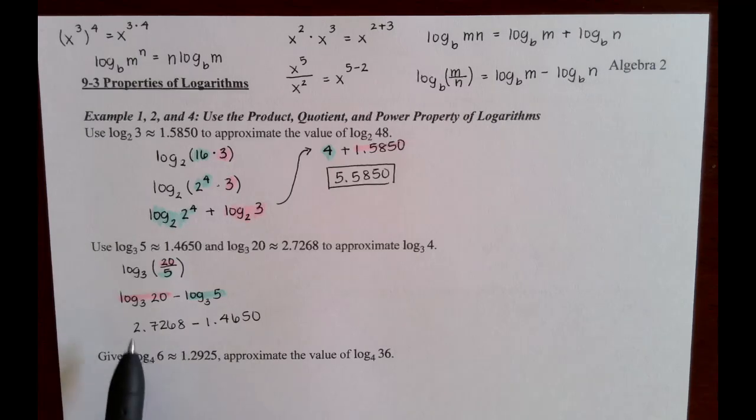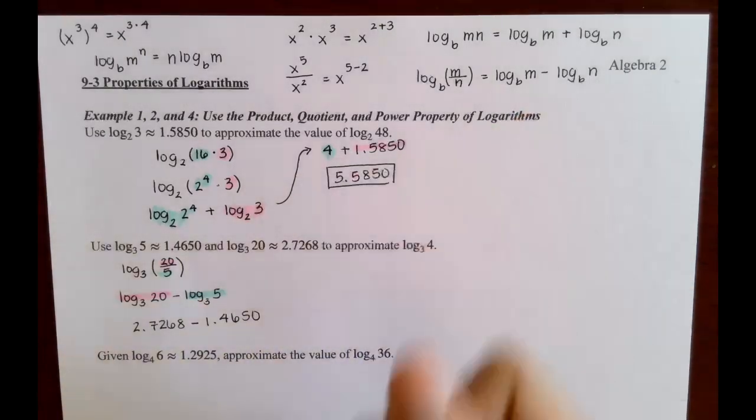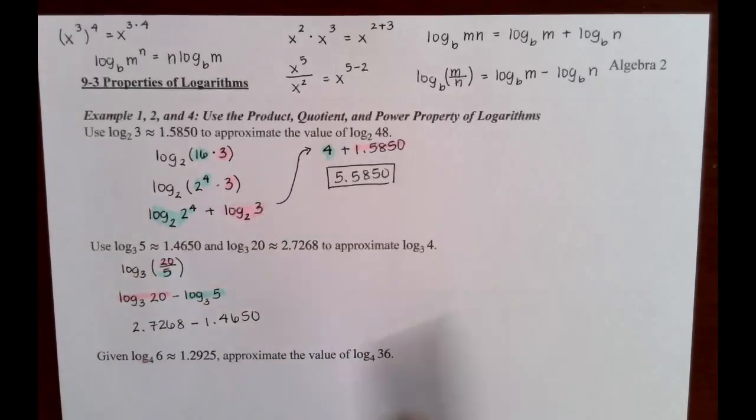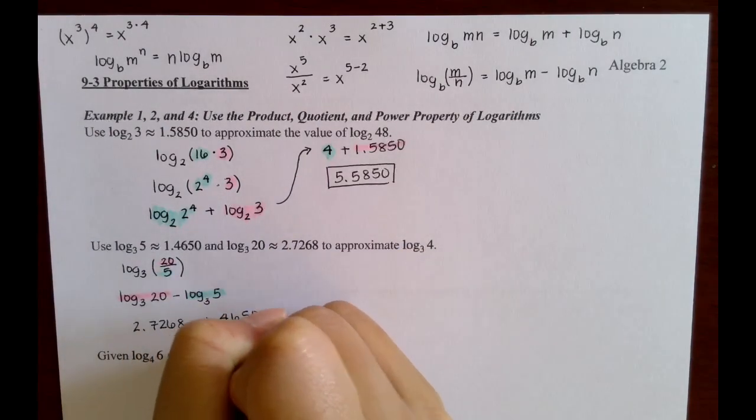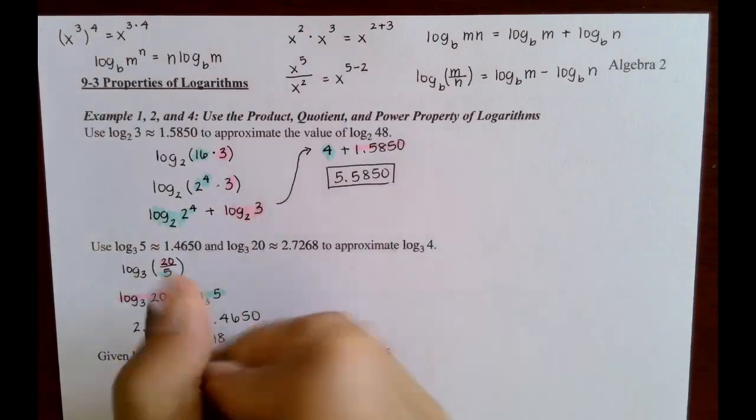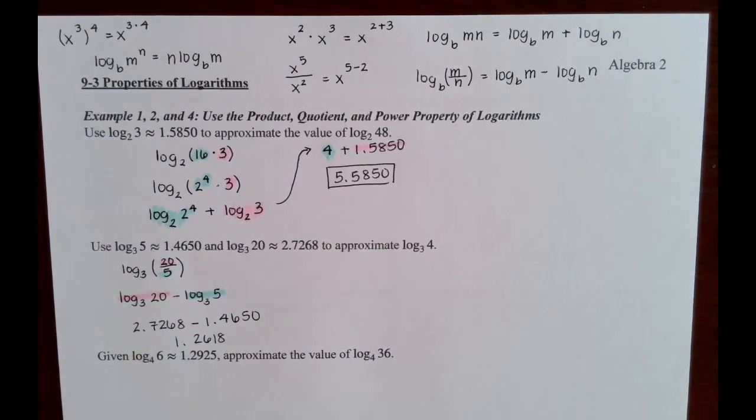If I can't do it while it's vertical, that's fine. While it's horizontal, you can rewrite it, right? So that way you can do it without the calculator. Okay, so this is 1.2618. And so log base 3 of 4 is approximately 1.2618.